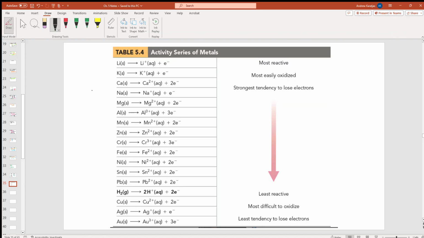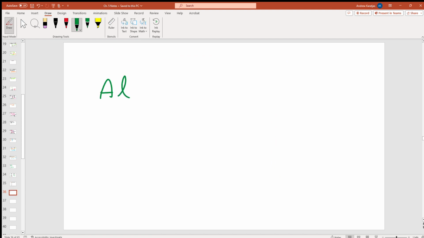So what do I mean by that? So let's say we wanted to know, will aluminum react with KCl? So the aluminum right now is in an oxidation state of 0, whereas potassium is +1 and the chlorine is -1. So for this to react, the aluminum would need to give up electrons to potassium. In other words, for this to react, aluminum would need to be oxidized.